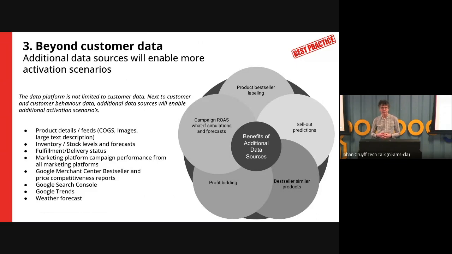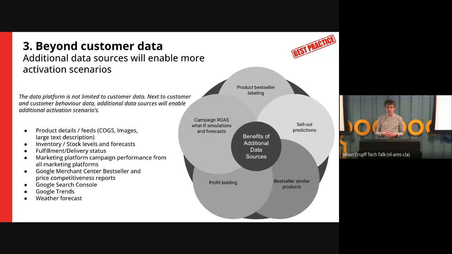Another best practice: go beyond customer data. We are talking about the CDP, and of course, CDP is about customer data. But for activation use cases, it's not only customer data that you need to activate. There are additional data sources that can be important for your activation use cases, and within your data environment, you want to be sure that that information is also available. We can think about, for example, product details, the cost of goods sold. For example, if you want to calculate profit, you need that information.